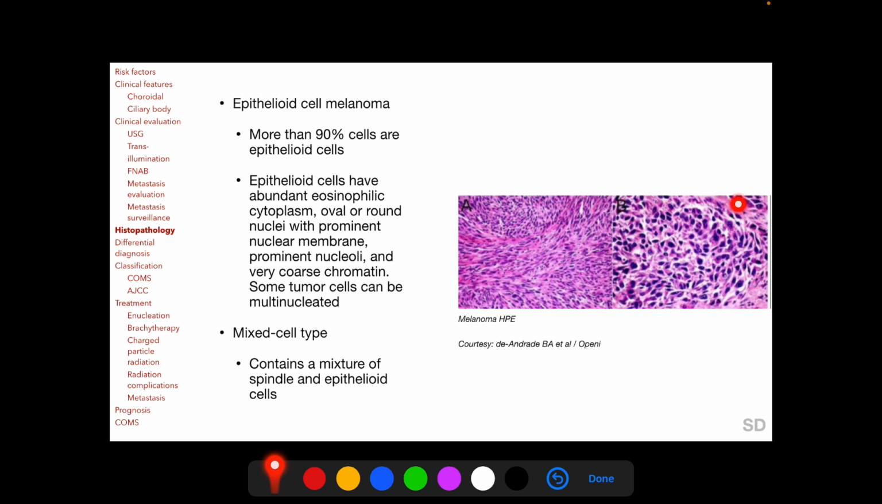This photograph shows an epithelioid cell melanoma, in which more than 90% of the cells are epithelioid cells. Epithelioid cells have abundant eosinophilic cytoplasm resembling epithelium, with oval or round nuclei having a prominent nuclear membrane, prominent nucleoli, and very coarse chromatin. Some of the tumor cells can be multinucleated in epithelioid cell melanoma. The mixed cell type of choroidal melanoma contains a mixture of spindle and epithelioid cells.